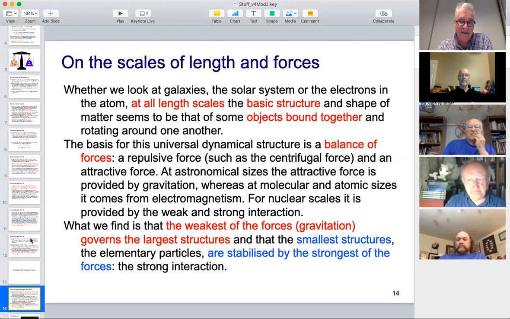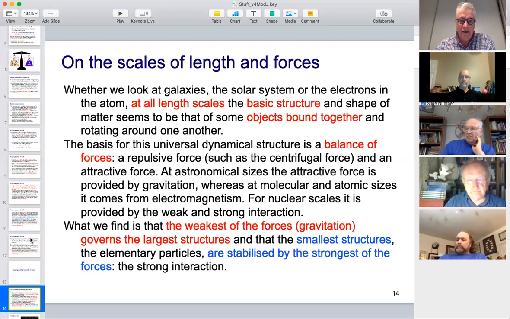At astronomical sizes, the attractive force seems to be provided mostly by gravitation, at least this is what most people believe. For molecular and atomic sizes, one's talking about electromagnetism. For nuclear scales, people talk about the weak and the strong interaction. But what you find is that the weakest of forces, gravitation, governs the largest structures, the least energetic structures, and the smallest structures are governed by the strongest of forces, the strong interaction, the elementary particles interaction. This is a scaling of forces, this is what one observes.